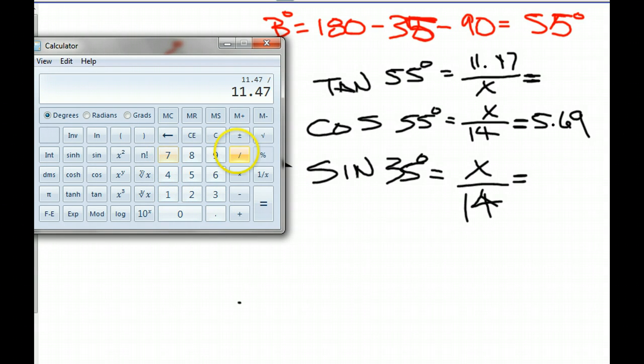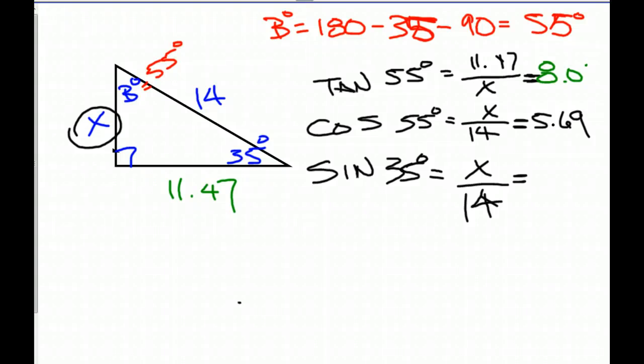11.47 divided by 55, tan... 8.03. No, something is wrong, I did it goofy. Something's wrong here, because we should not be getting two different answers. These should be the same. Pause it before we make a mistake.